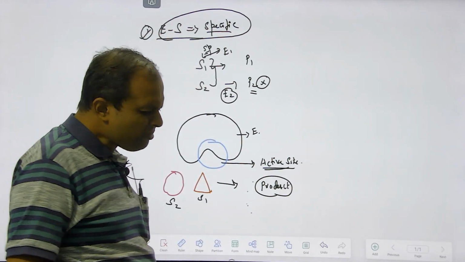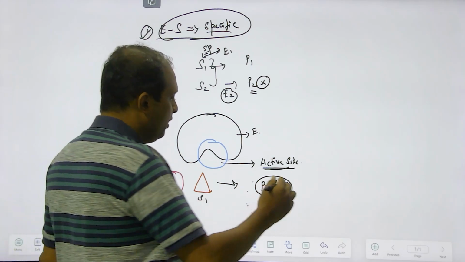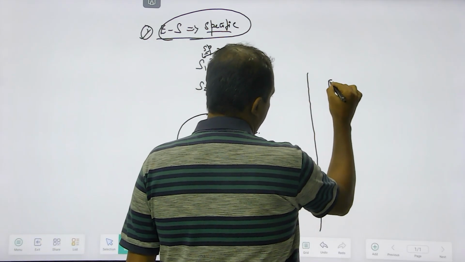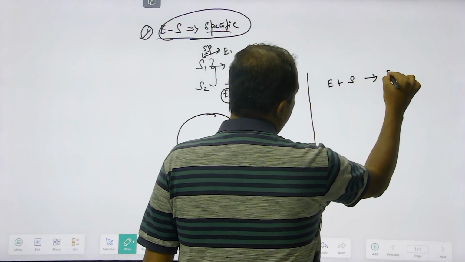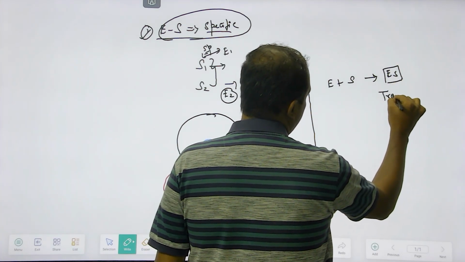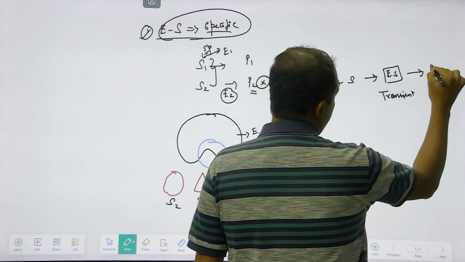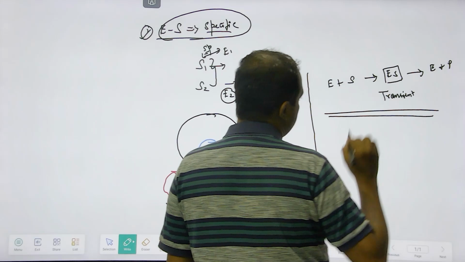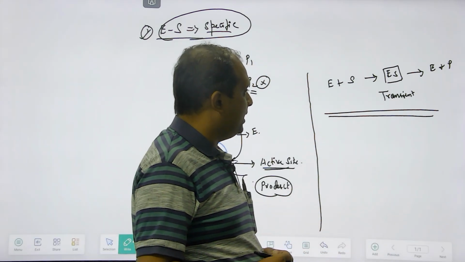Second, how is the enzyme going to interact with the substrate? That is going to be the next thing. Friends, you have an equation. I'll write it here. Enzyme plus substrate gives rise to ES. This is transient, meaning temporary. This is a transient enzyme substrate complex. Then you get enzyme plus product. So this is the basic enzyme catalyzed reaction.